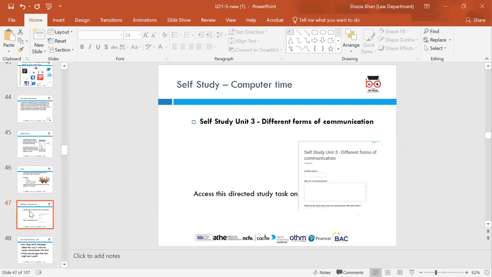Self-study, different forms of communication. Access this directed task of study on the study guide, and this looks at different forms of communication. This is Unit 3.